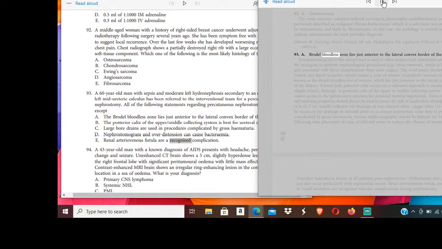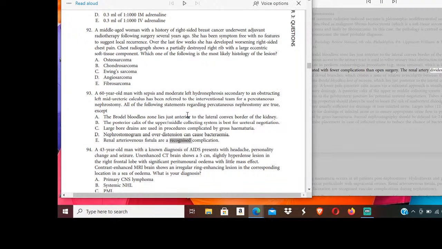93. A. Brödel bloodless zone lies just anterior to the lateral convex border of the kidney. Percutaneous access to the urinary tract is used to relieve urinary tract obstruction and also allows the urologists to perform endourological procedures, e.g., stone removal, which is less invasive and associated with fewer complications than open surgery.